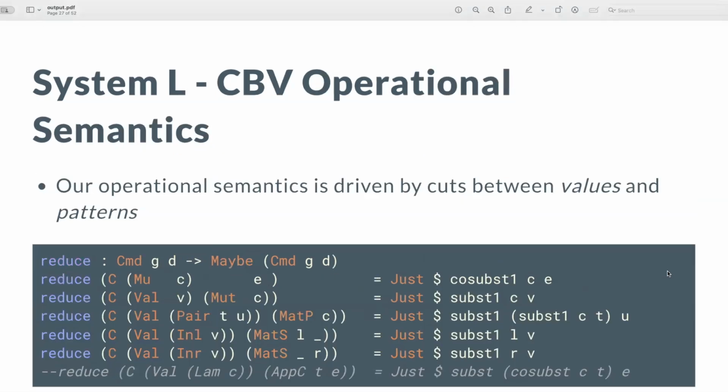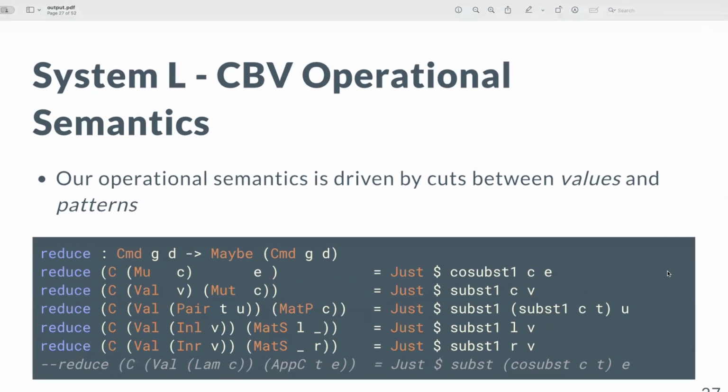And now we can look at this restricted operational semantics. So we now have the connectives, but importantly, our connectives are focused. A term is always either mu or a value, and the values are matched to a pattern. So in this fragment, operational semantics happens by a cut between a value and a pattern, and mu just gives control to the consumers.